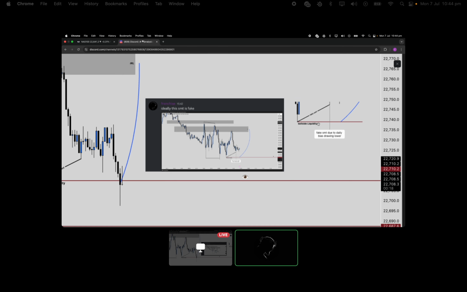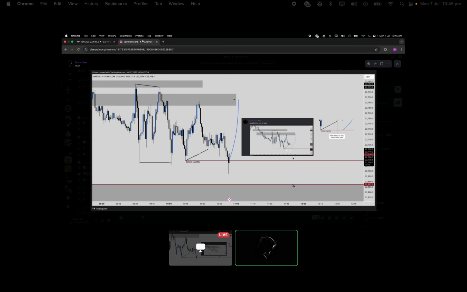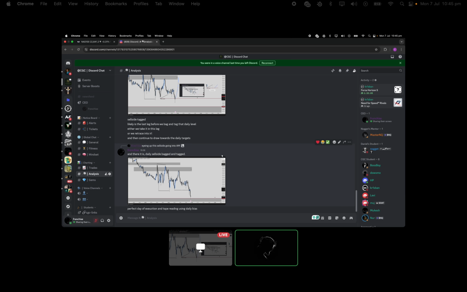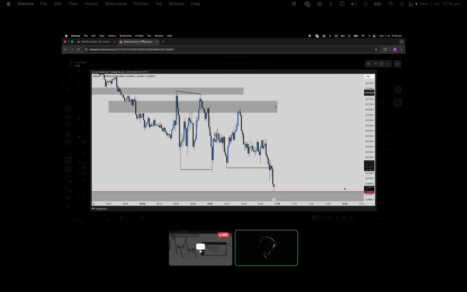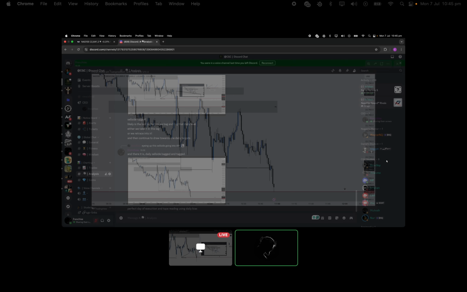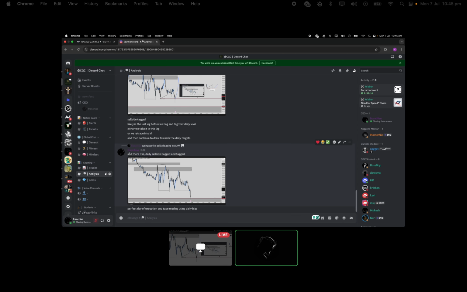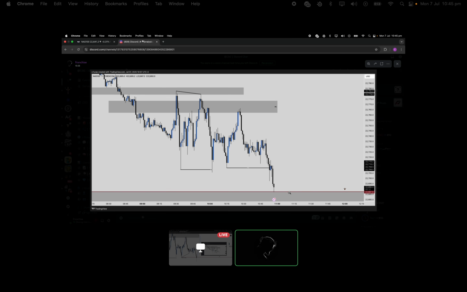Ideally this SMT is fake. Fake SMT due to the daily bias drawing lower, which is still this red line that has not been tagged yet. And then as you can see, we finally get our move to the daily target. And there it is, daily sell side bagged and tagged. Perfect day of execution, using daily bias.